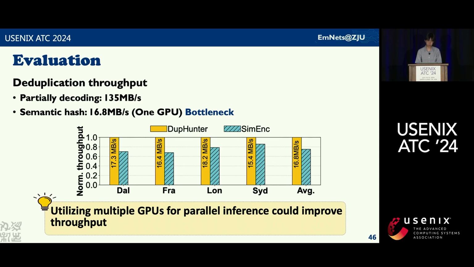In terms of deduplication throughput, SimEnc provides up to 85% and 75% on average across all workloads of the average throughput compared to DupHunter. The bottleneck here is the semantic hash inference time because we use only one GPU, so we think utilizing multiple GPUs for parallel inference could improve throughput.